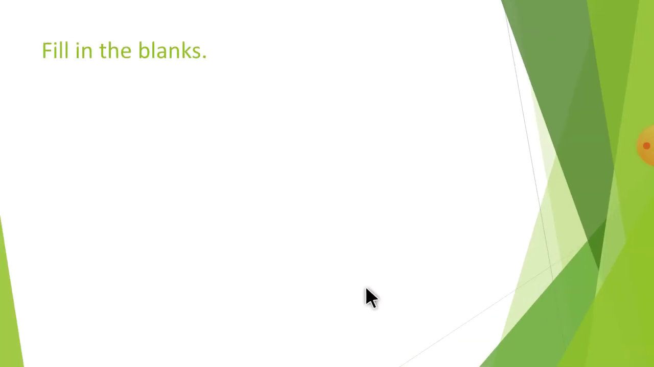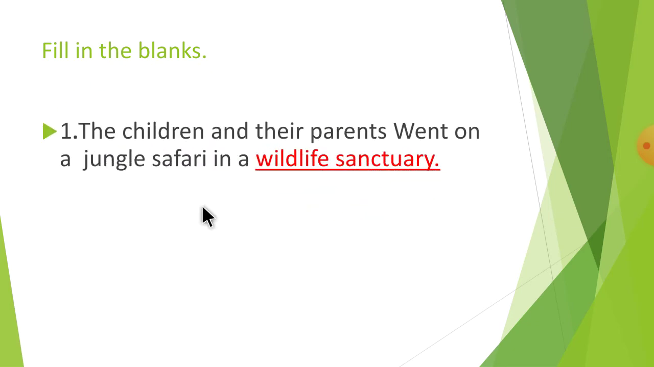Now fill in the blanks. Number 1, the children and their parents went on a jungle safari in a dash. So what is the answer? Answer is wildlife sanctuary.